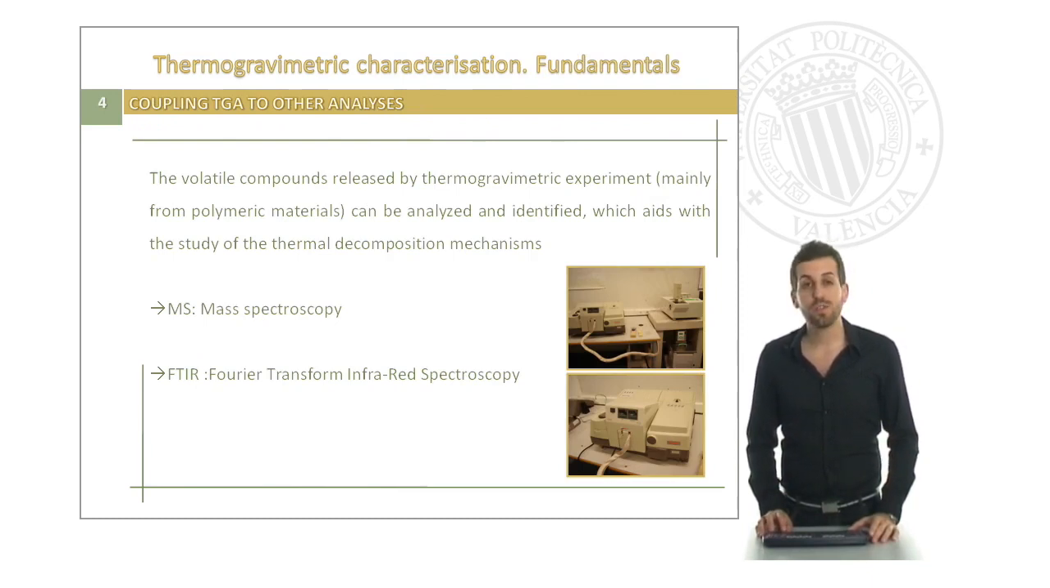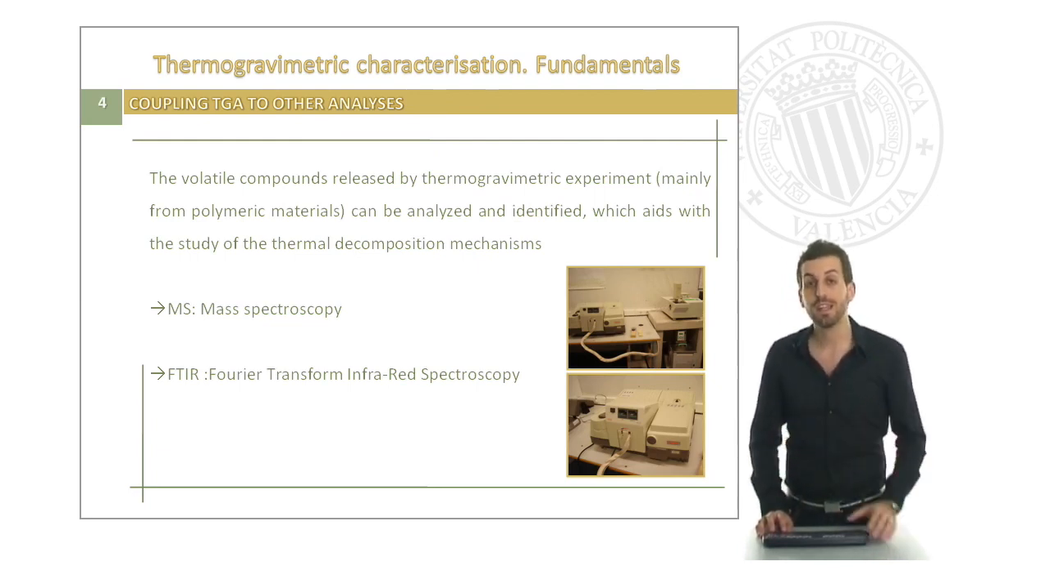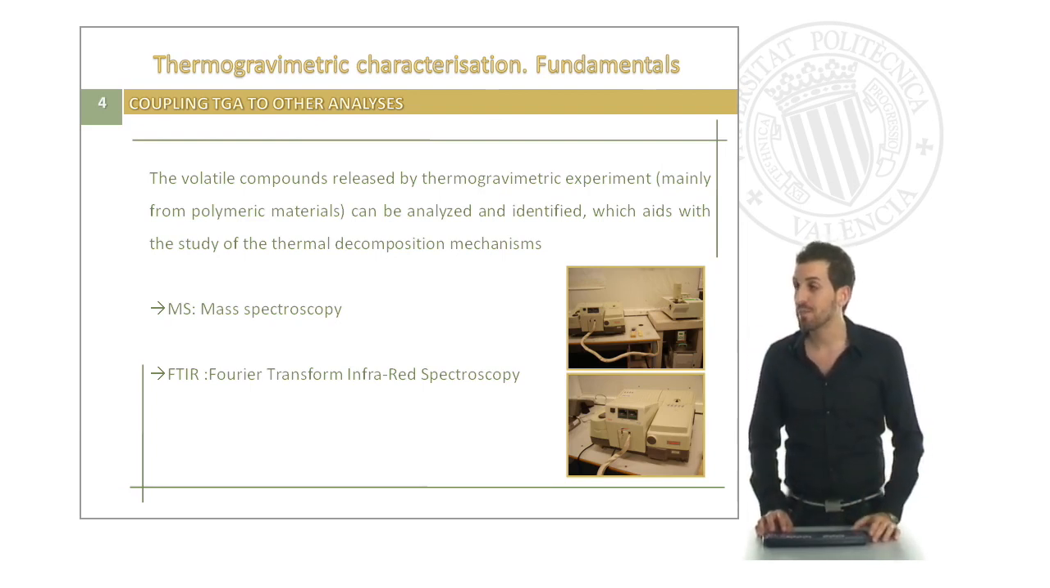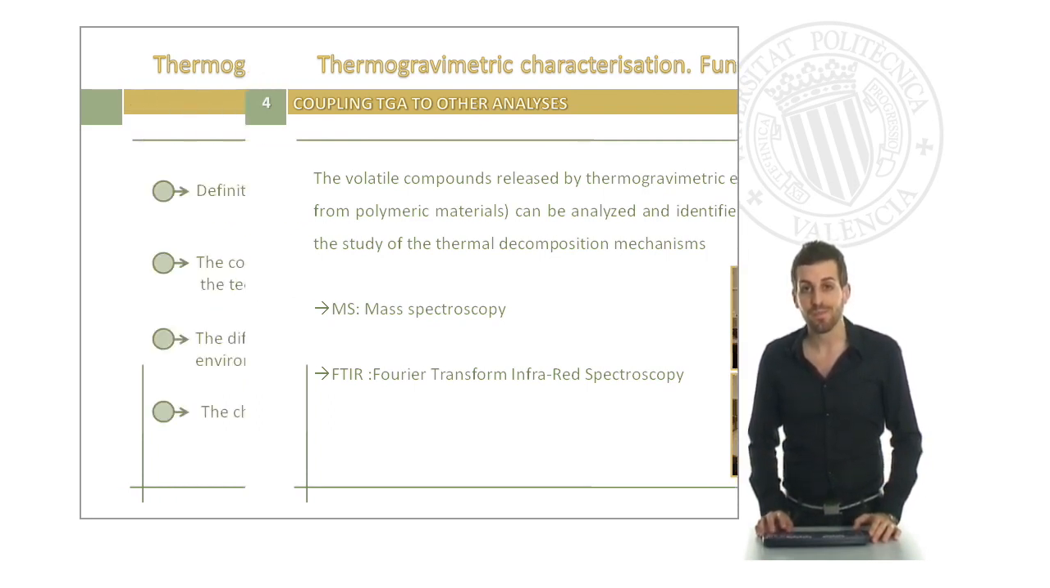Finally, if you want to analyze the composition and to identify the gases that are evolved by your thermogravimetric analysis, you can couple some different analytical techniques. For example, you can use mass spectroscopy as well as Fourier transform infrared spectroscopy.